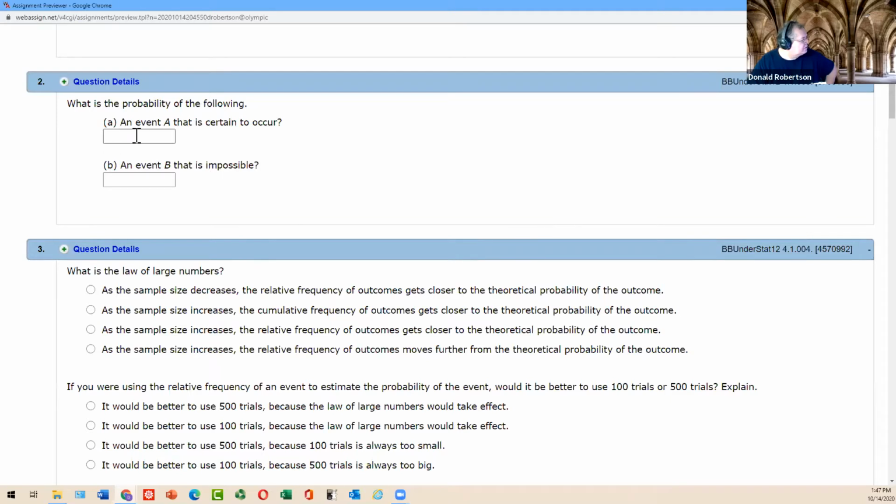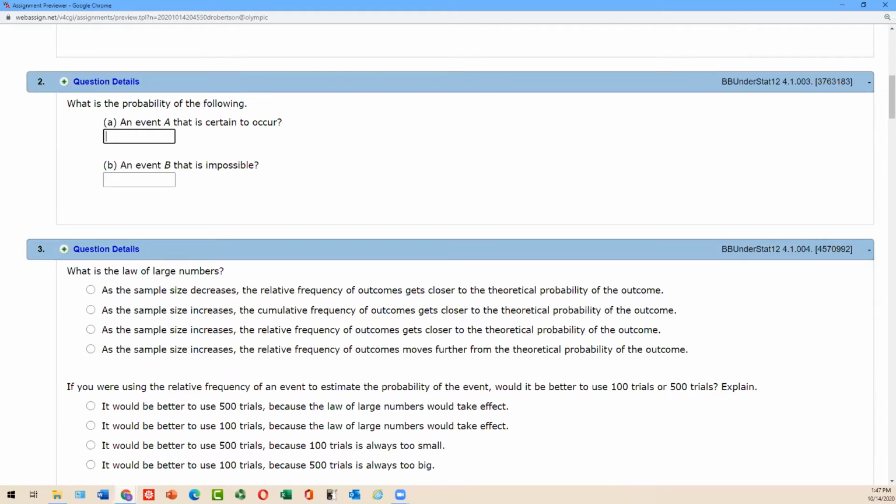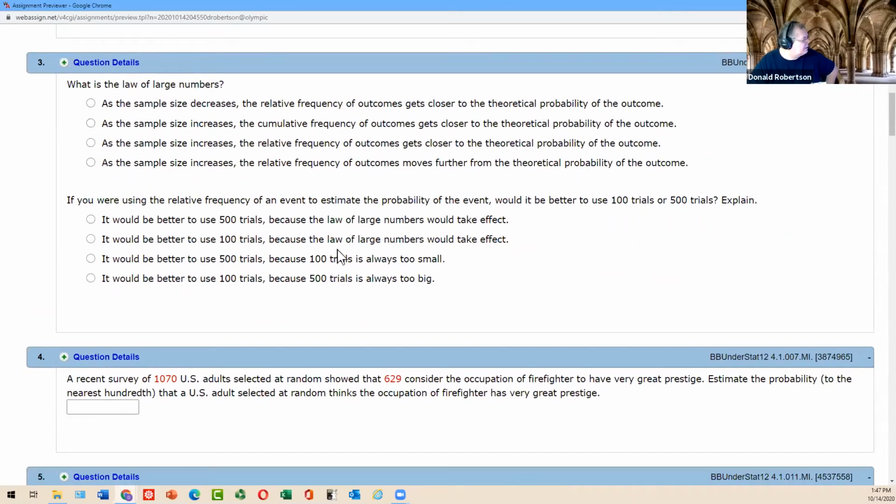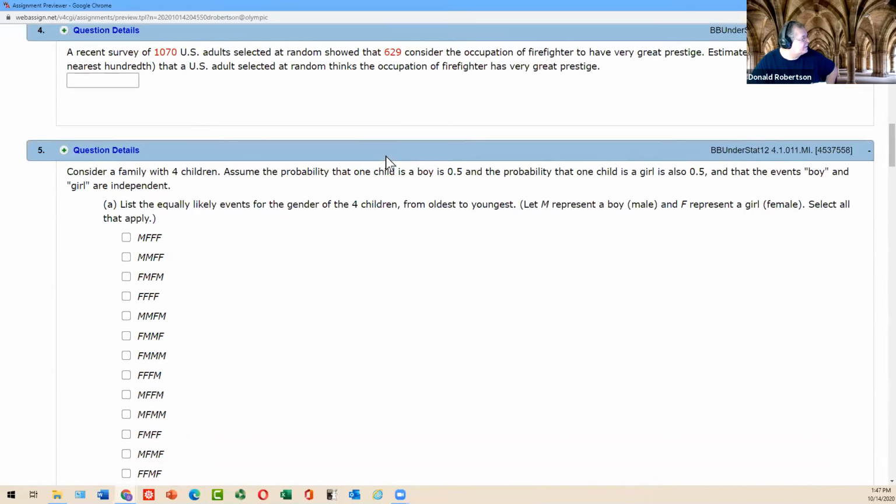What's the probability of an event that's certain to occur? Covered that. Something that's certain, what's its probability? 1. And if it ain't going to happen, it's 0. Agreed? Here's the thing about the law of large numbers, so I'll let you worry about that.